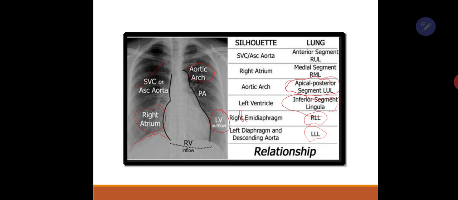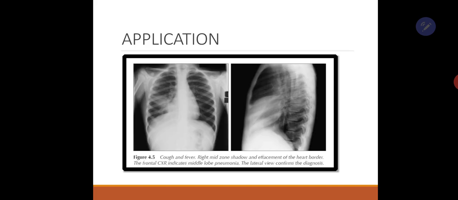So this is very important. You take note of this table, and when you look at a chest X-ray, you can differentiate various pathologies in various segments of the lung by looking at these borders, or vice versa. If there is a right atrial pathology, it will be obscuring the right lower lobe. Okay, so what is the application of the Silhouette sign?